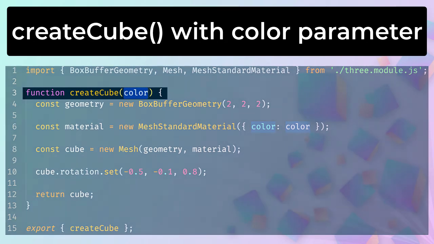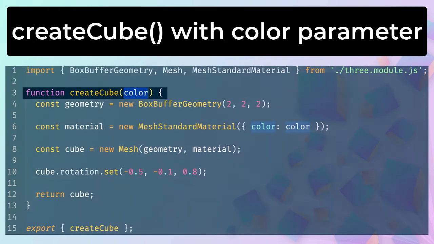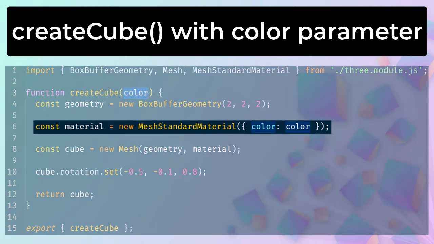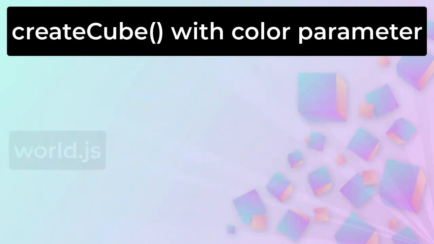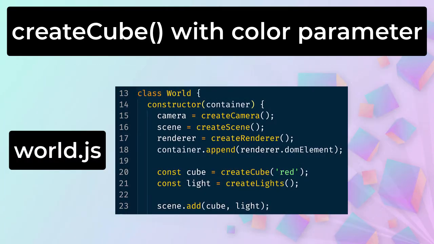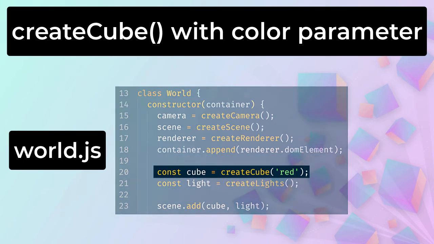You can see how that parameter, I've called it color, is inserted into the parentheses that immediately follow the function name. Then, if you look inside the function, you can see how I've used that parameter to replace the code previously used to specify the cube's color. If we switch back to world.js, you can see that we now create a new cube by calling the createCube function with the color parameter defined.